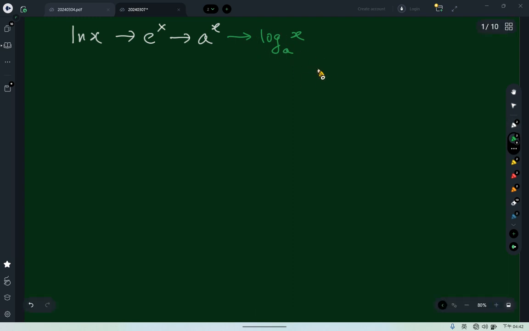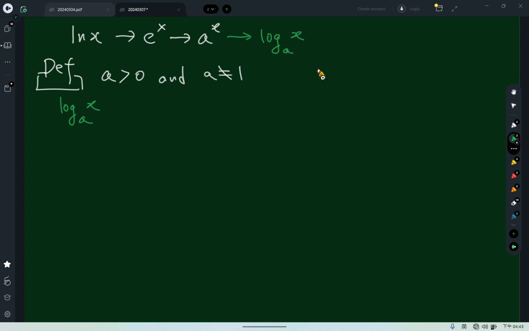Okay, so we just start with the definition of the logarithm base a of x function. If a is positive and a is not equal to 1, the base-a logarithm function of x is the inverse of a to the power of x. So you can see they are inverse functions of each other.